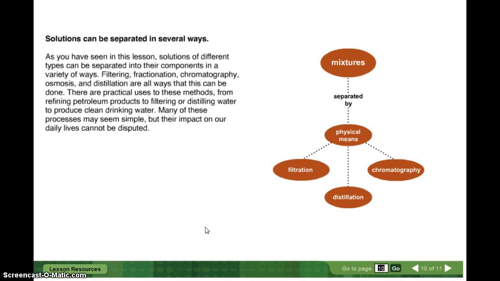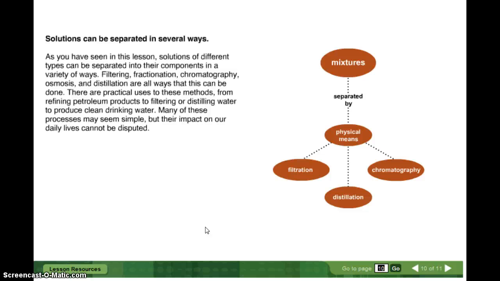All right, solutions can be separated in several ways. As you have seen in this lesson, solutions of different types can be separated into their components in a variety of ways. Filtering, like coffee. Fractionation, okay, that was like with the petroleum, where it was all gas and then we condensed it in a tower. Chromatography, that was like with the markers. Osmosis, which is the diffusion of water. And distillation, which is boiling.